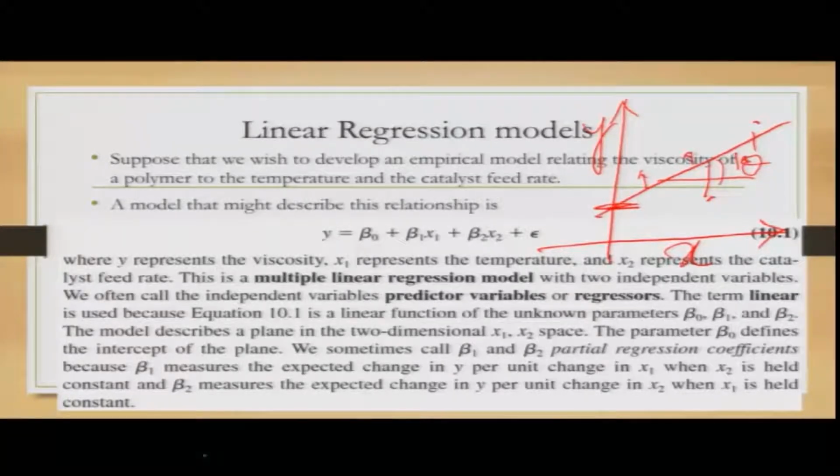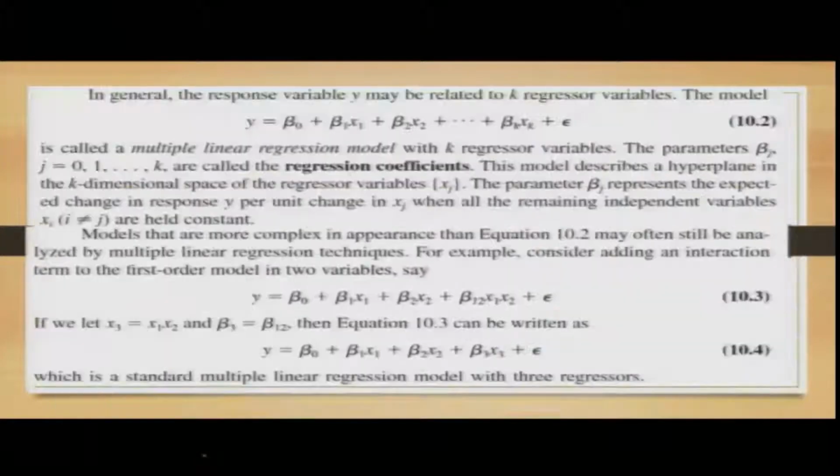We sometimes call beta 1 and beta 2 the partial regression coefficients, because beta 1 means the expected change or the rate of change of y per unit change in x 1, while x 2 is being held constant, while beta 2 measures the expected change in y per unit change in x 2 given x 1 is constant. Exactly what I mentioned in the pictorial way is being mentioned here in the slides.